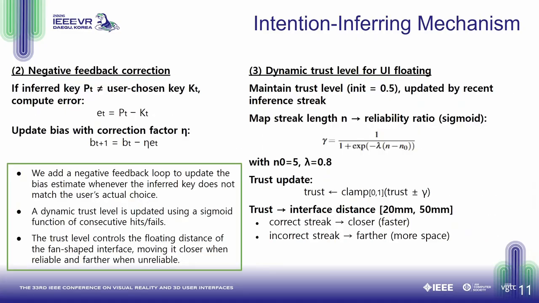Then we add a negative feedback loop to update the bias estimate whenever the inferred key does not match the user's actual choice, and we apply a dynamic trust level. It is updated using a sigmoid function of consecutive hits or fails. The trust level controls the floating distance of the fan-shaped interface, moving it closer when reliable and farther when unreliable.